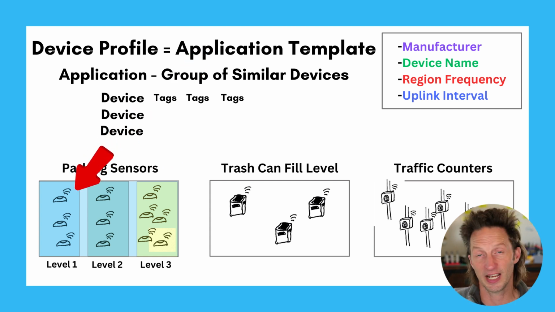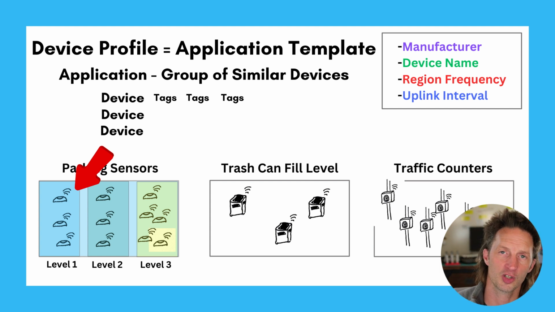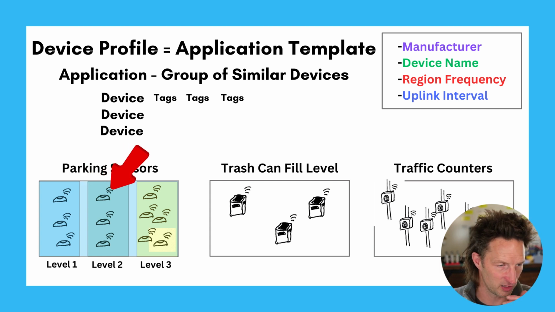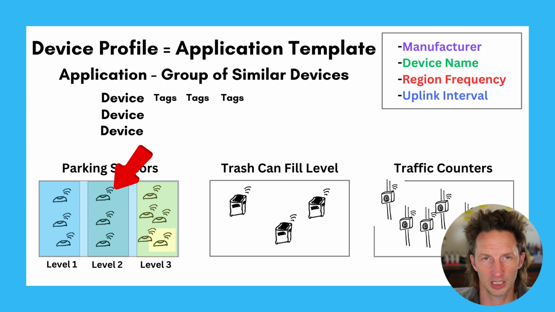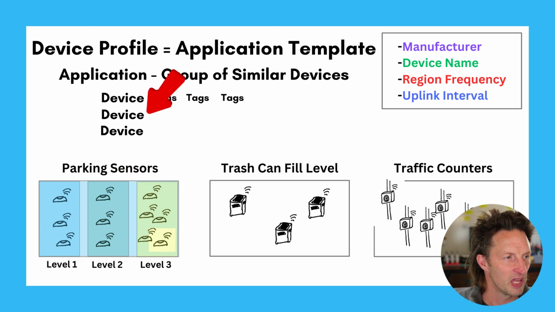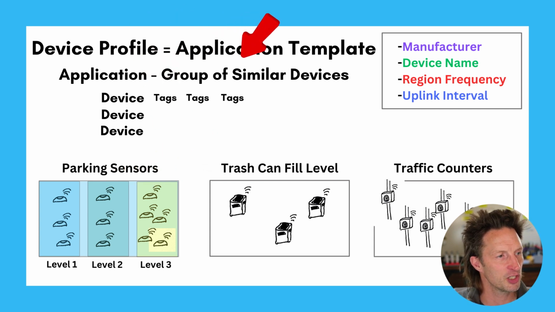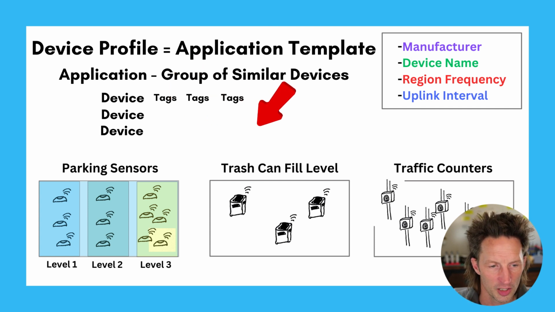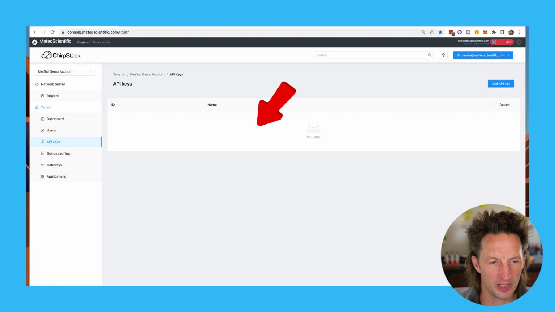And so you might have a tag for the level one parking structure slots. You might have a tag for the devices on level two, level three, et cetera. So that's how device profiles, applications, and devices and tags work. All right, so that's kind of what that looks like. We'll jump into those pretty quickly in here just so you get to see it.